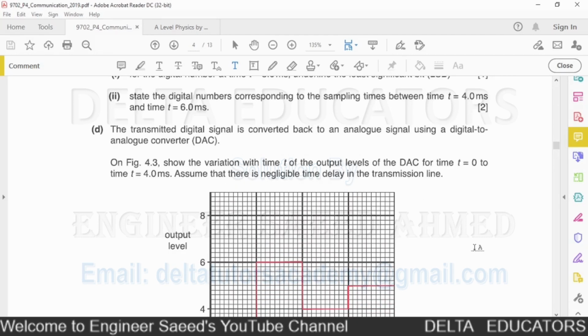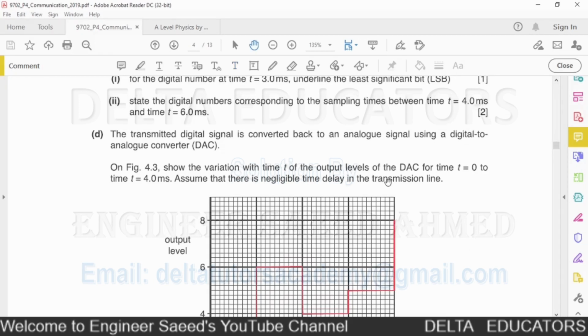Part D: the transmitted digital signal is converted back to an analog signal using a digital to analog converter. Figure 4.3 shows the variation with time t of the output levels of the DAC for t equal to 0 to t equal to 4 millisecond. Assume that there is negligible time delay in the transmission line. In the given graph, we have to plot the output level from 0 millisecond to 4 millisecond.